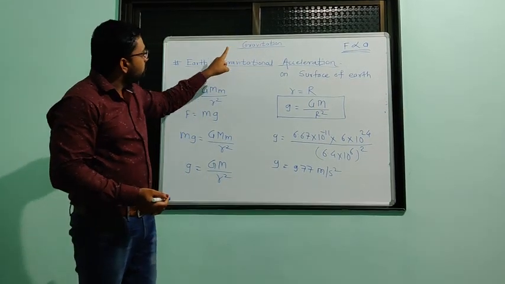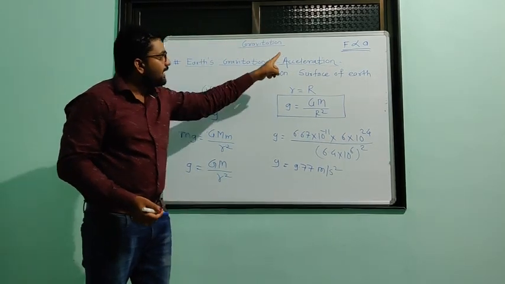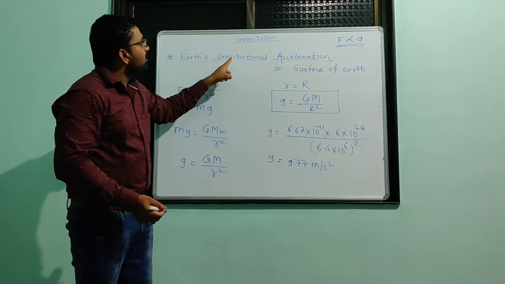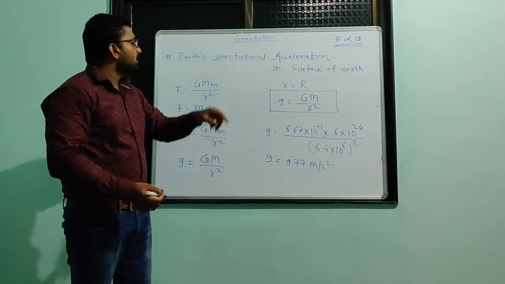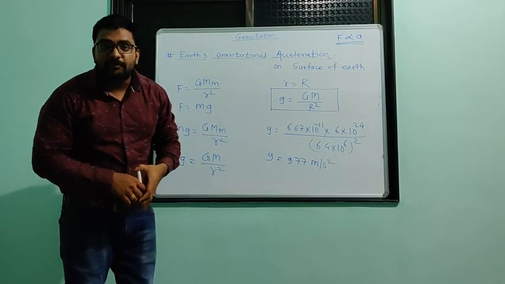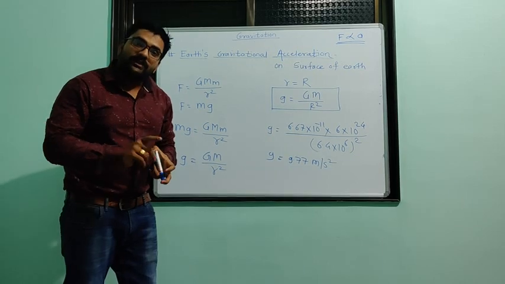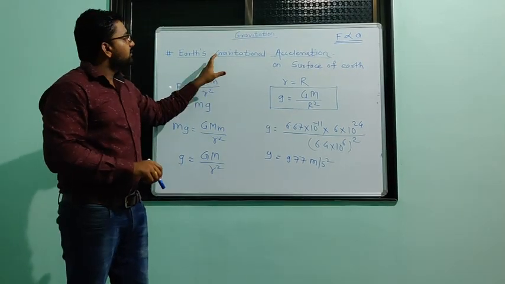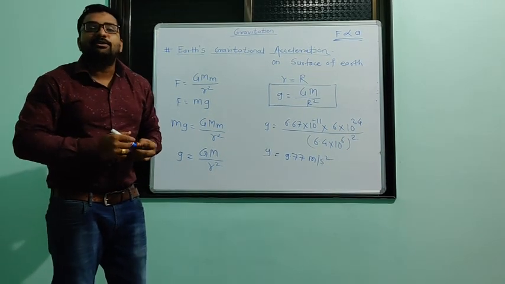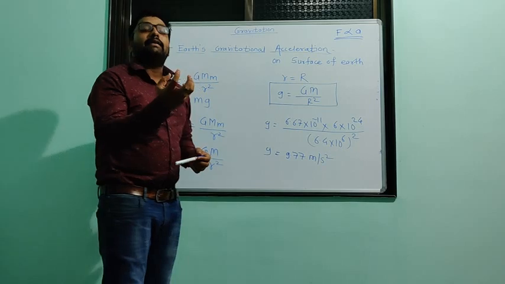Acceleration due to the Earth's gravitational force. What? Acceleration produced in an object due to the Earth's gravitational force is simply called acceleration due to gravity. Okay, we know Earth has attractive power.